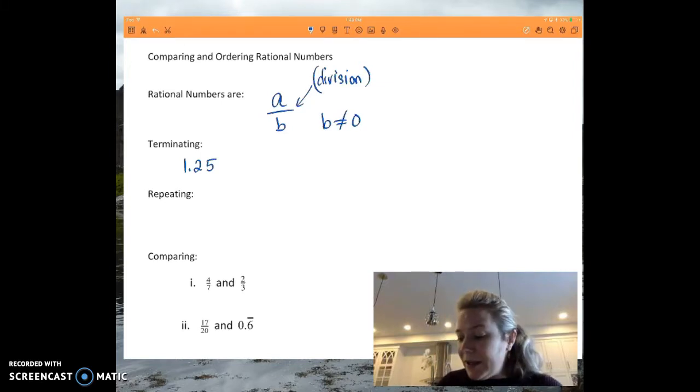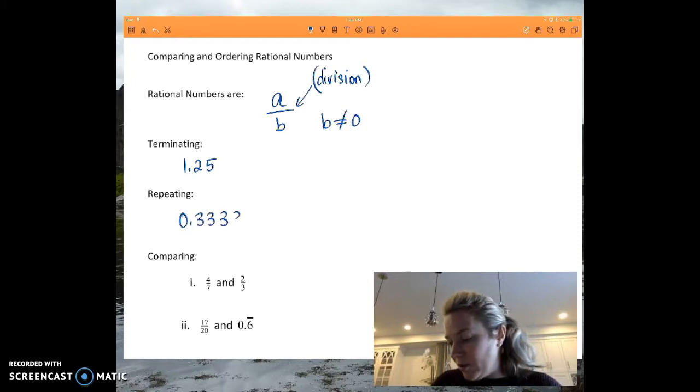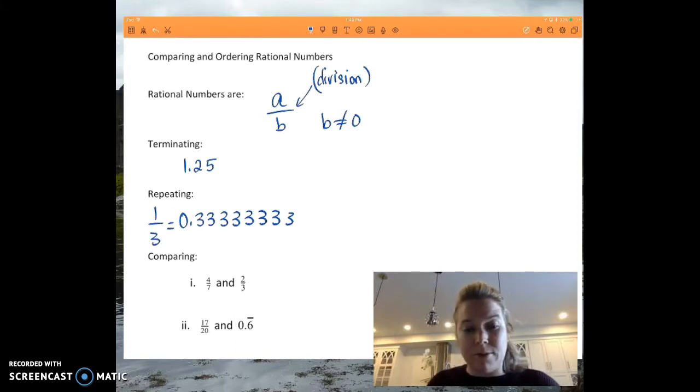A repeating decimal is something like 0.33333333. We know that's 1 over 3. When you actually divide 1 by 3, you get 0.33333 and on into infinity. We have a special way of indicating that something repeats. In mathematics, we write that like this, 0.3 with a bar over the top. That bar over the top indicates that the 3 repeats.